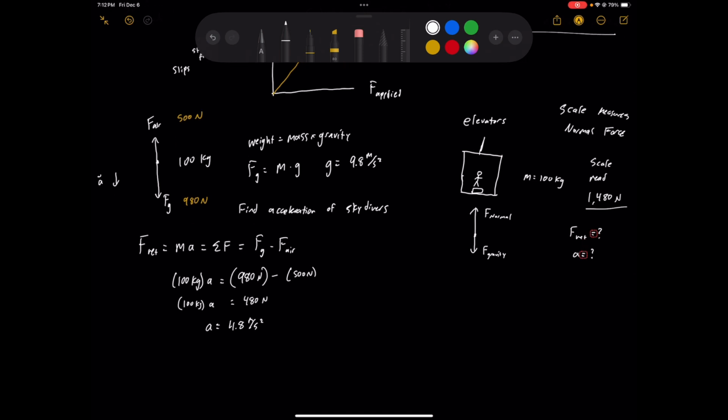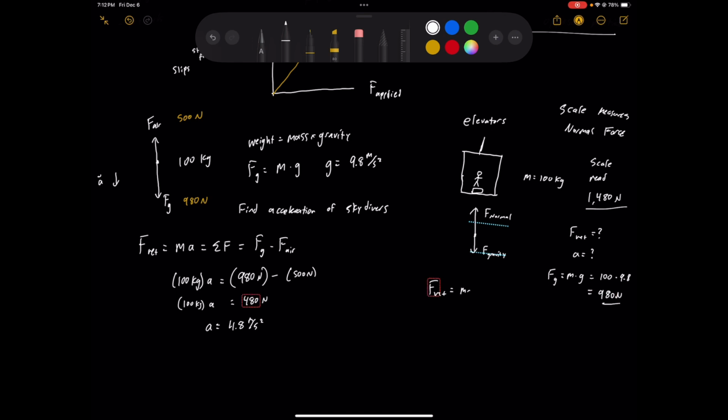So in this case, we know the normal force is 1,480. The gravitational force is going to equal m times g, right, which is 9.8 on Earth. So we have the 100 times 9.8. It's the same guy, right? So the same guy as a skydiver. He weighs 980 newtons. So he has a weight of 980 newtons. The scale in the elevator is reading 1480. So it's very similar to the skydiver problem.